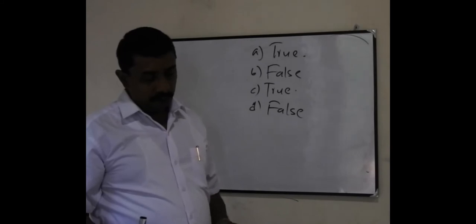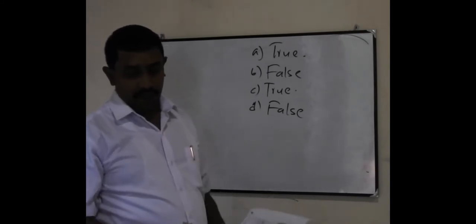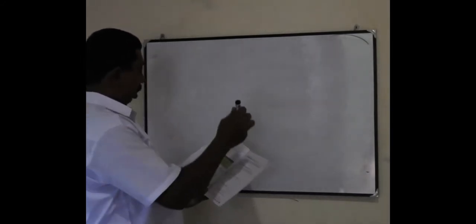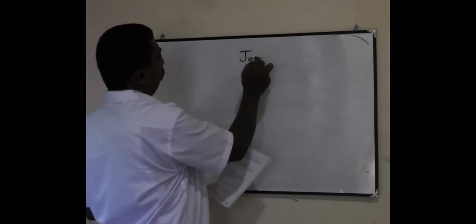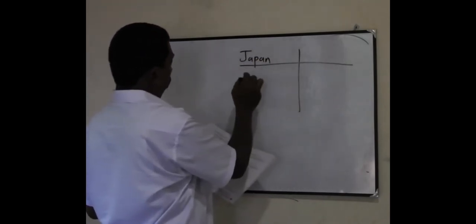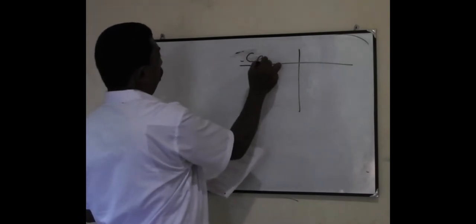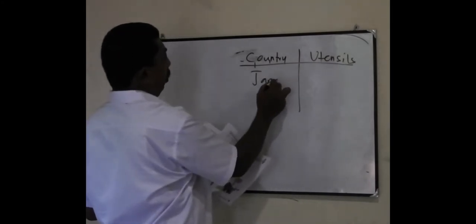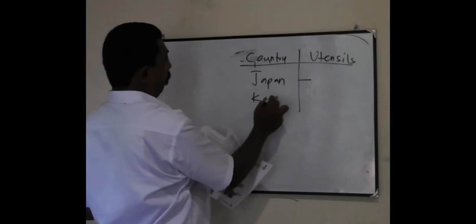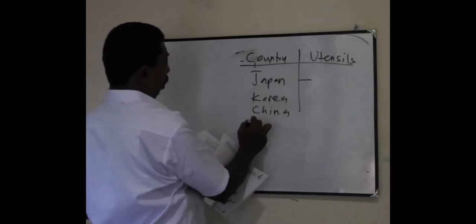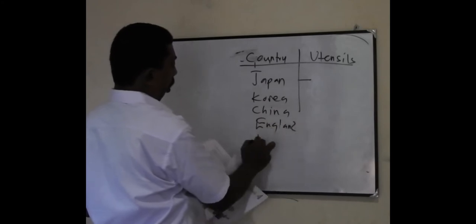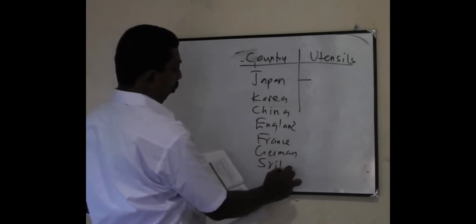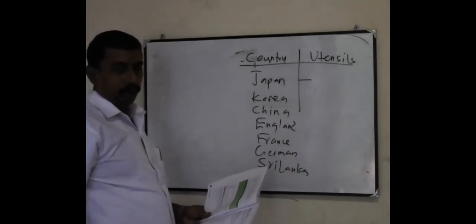Complete the following table. Country, curries, utensils used for eating. For country you can say Japan. Utensils. You can find other ones: Korea, China, England, France, Germany, Sri Lanka. Like that you can find these from the passage.